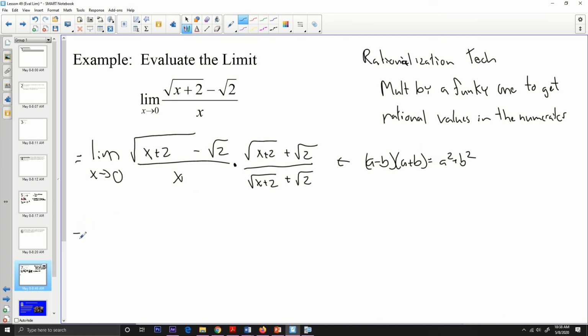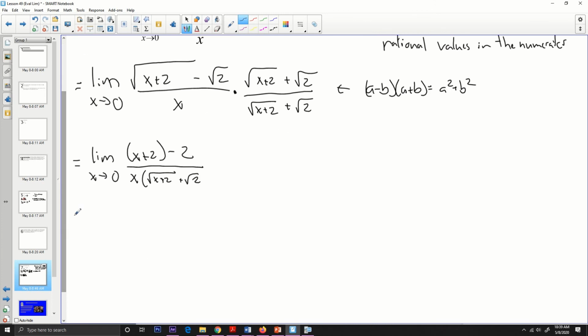And so again, haven't evaluated the limit yet, so I have to write it. The limit as x goes to 0. And so this thing becomes the square root of x plus 2 squared. So the square root and the square cancels out, and I get x plus 2. And then this becomes square root of 2 squared, or just 2, all over x times, and you're gonna see why, but I'm not gonna distribute just yet, square root of x plus 2 plus square root of 2.